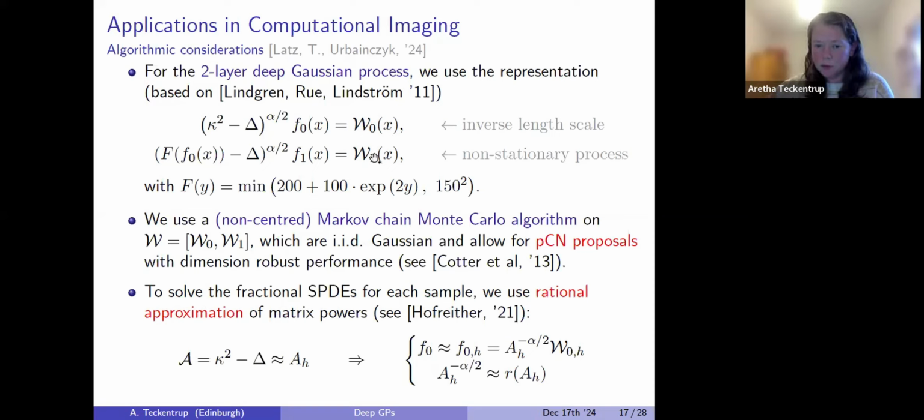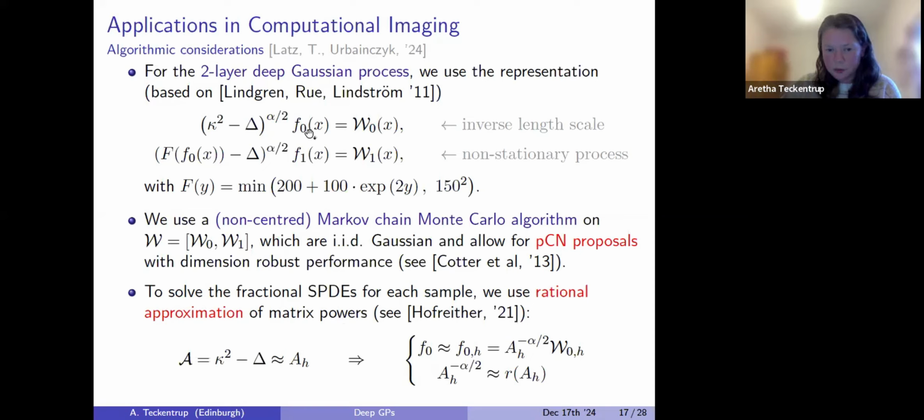Right, so the W0 and the W1, they're both Gaussian. F0 is Gaussian, F1 is not Gaussian. The W0 and the W1 are independent, F0 and F1 are not independent. So you really get rid of those problems, and you can just work with IID Gaussians, which then means that you have access to good Markov chain Monte Carlo algorithms, such as these preconditioned Crank-Nicholson proposals, if you've heard of those. There's some technicalities.